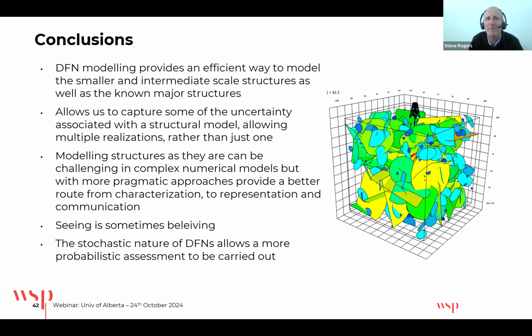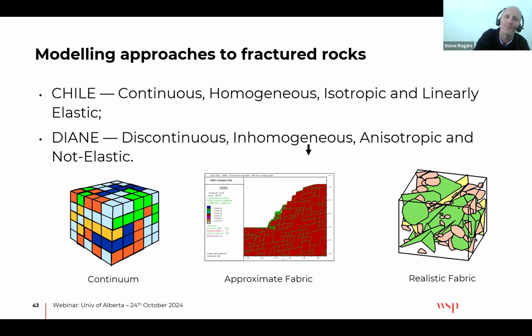Hopefully it's a way to be both sort of complex, but also pragmatic, and providing this better route from characterization to representation, ultimately to communication of some results. But I said seeing is believing, and the stochastic nature of the DFNs does allow a probabilistic assessment to be carried out in a way that's just not really very possible with more heavyweight numerical analyses.